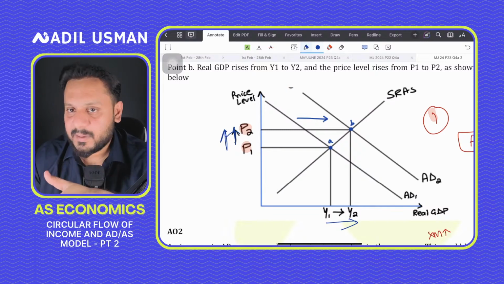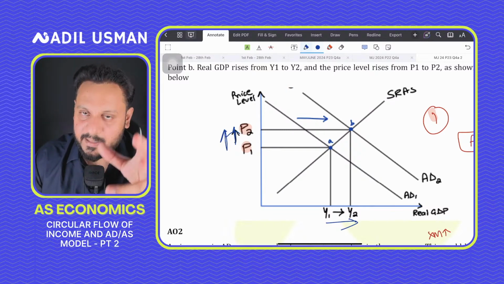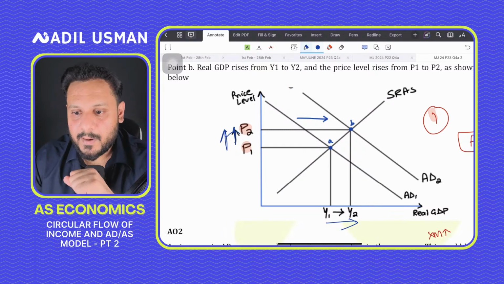आपको एग्जाम में effect बताना है ना. Effect क्या आएगा AD बढ़ने का prices पे और real GDP पे. ये AO2 का part बनेगा.